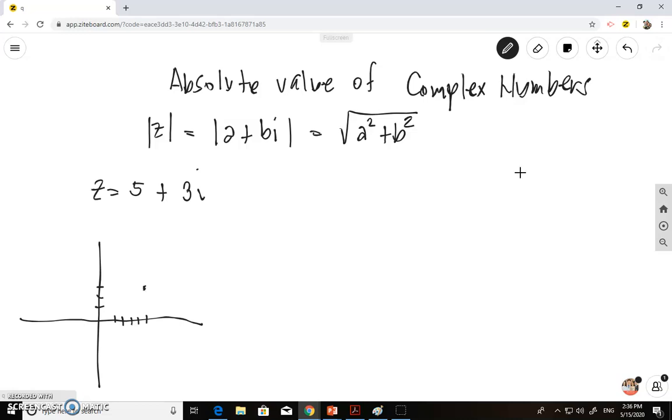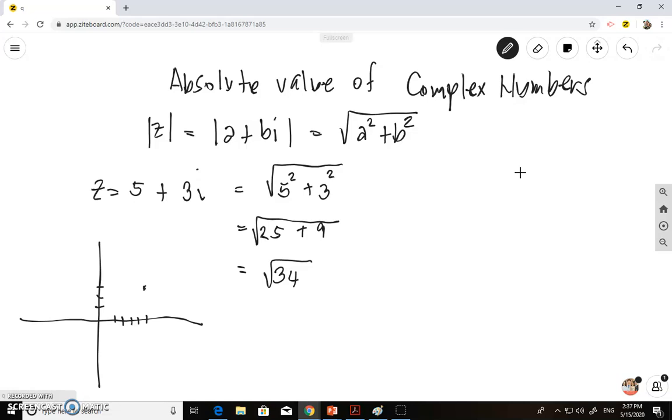So how will we find the absolute value? We get 5 squared plus 3 squared. Therefore, we have the square root of 25 plus 9, which equals the square root of 34. If you can simplify further, just simplify it to the simplest form.